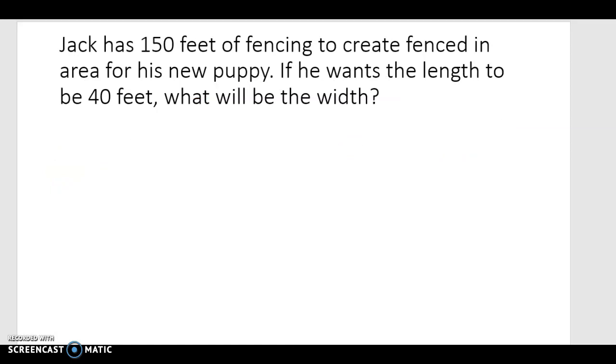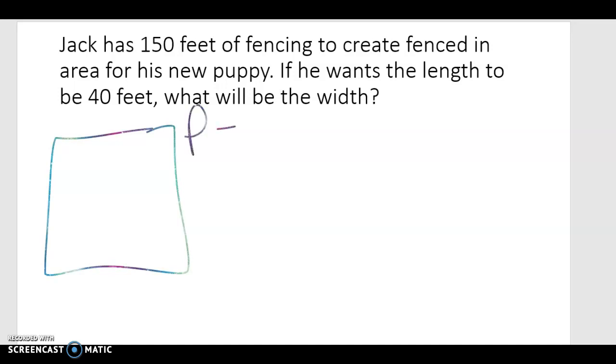Jack has 150 feet of fencing to create a fenced-in area for his new puppy. If he wants the length to be 40 feet, what will be the width? Okay, now you have to figure out what you are trying to find here. He has fencing to create a fenced-in area. Fencing goes around the outside, so that is perimeter. That's what we are trying to find. He wants the length to be 40. We are trying to find the unknown value for the width.